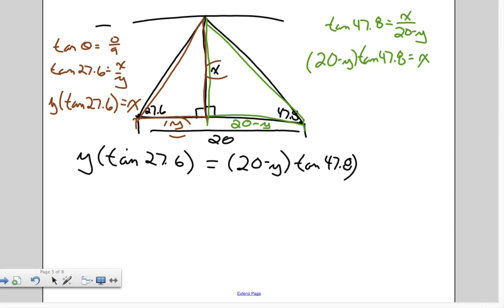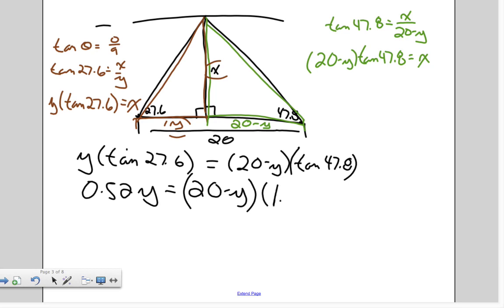Yes, 0.52. What's tan of 47.8? It's 1.1. So we get 0.52y.